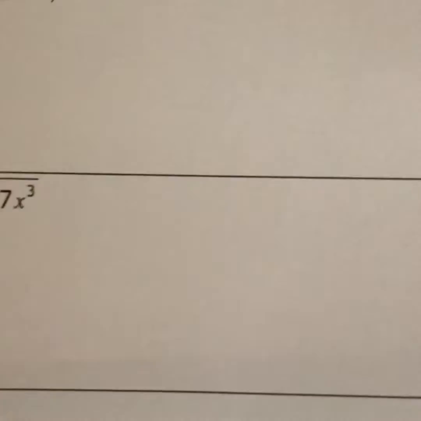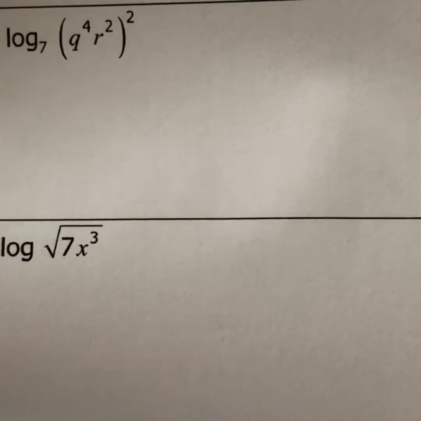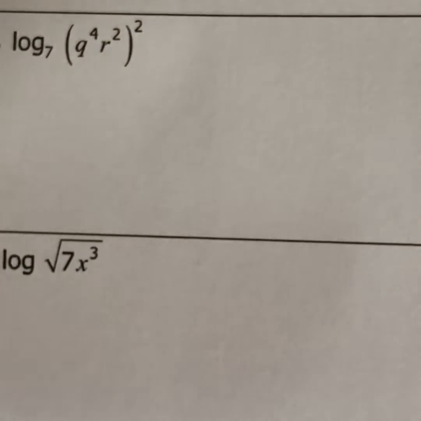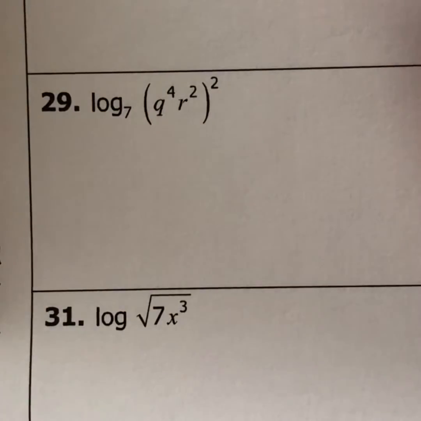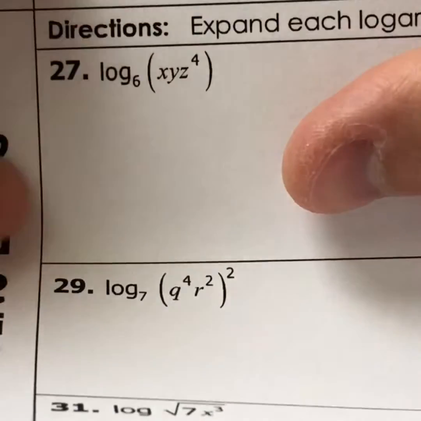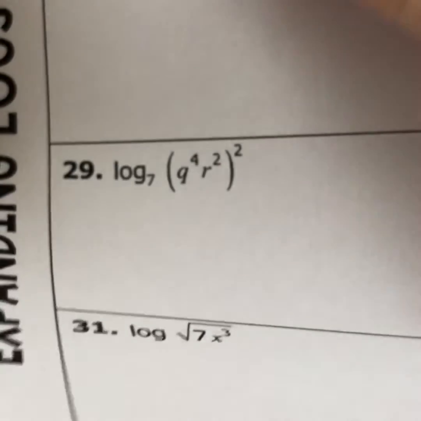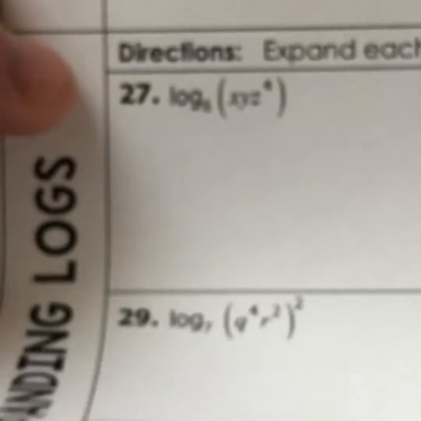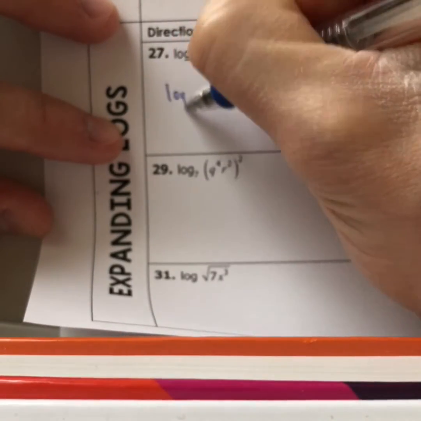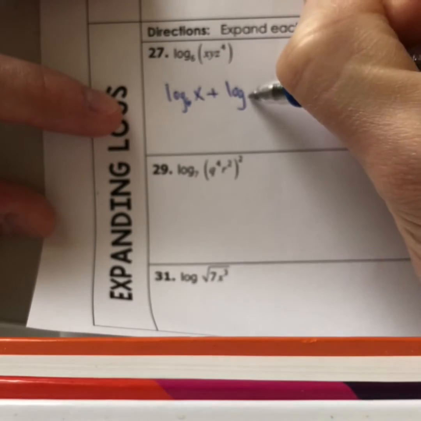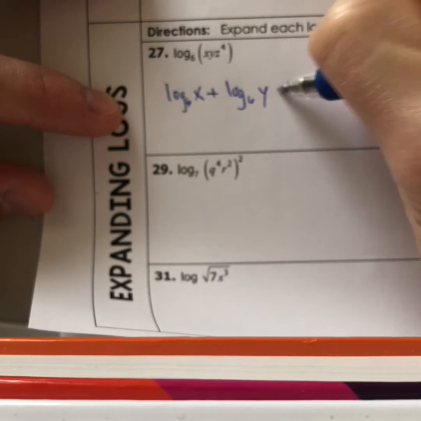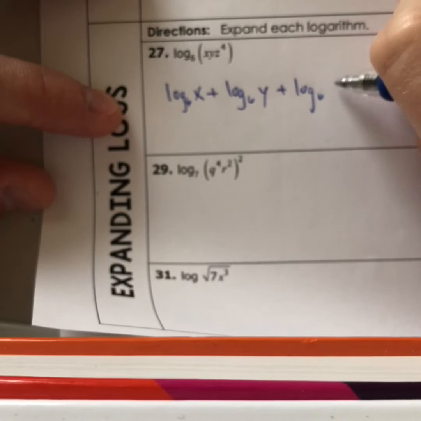Let's do one at the bottom here in terms of expanding. So when you have expanding logs, 27 is good. What you can do here is, since these are all being multiplied, we're looking at 27, they're all being multiplied, so we can expand them all into addition. So that would be log base 6 of x plus log base 6 of y plus log base 6 of z to the 4th.